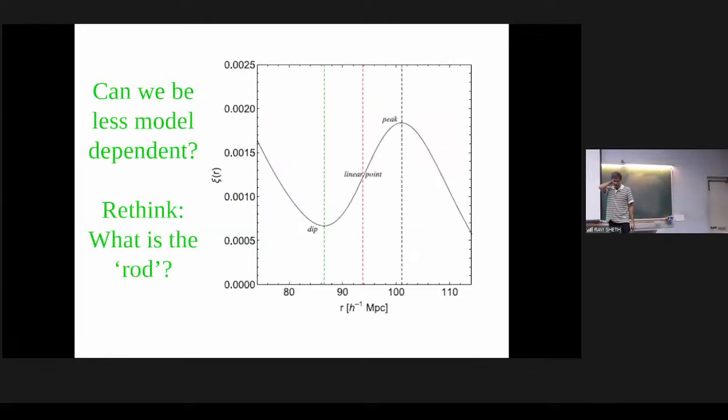And so then the question is, what are we going to work with? Are we going to work with the peak scale or the dip scale, something in between? And so the way we usually describe this, we call it the BAO peak. And so that sounds like we're talking about this scale.